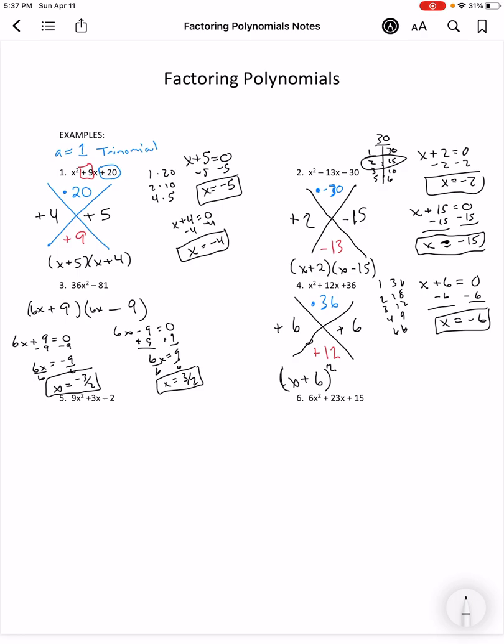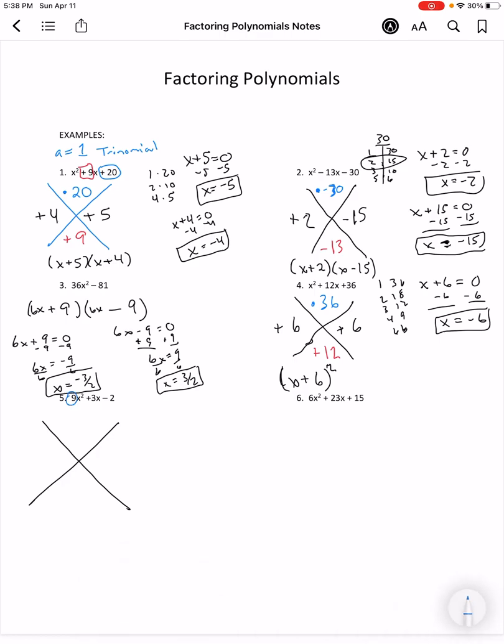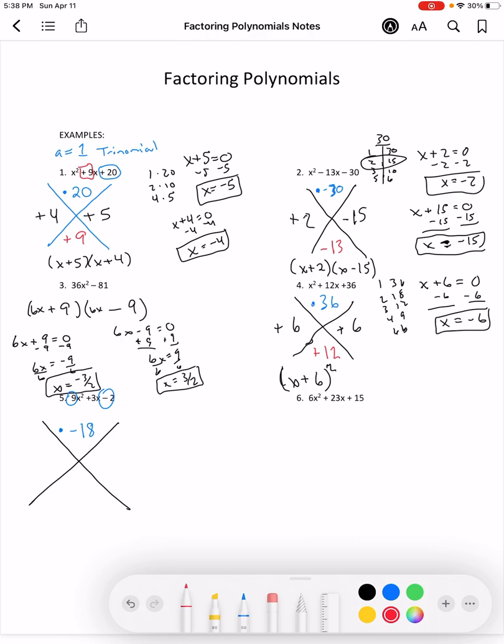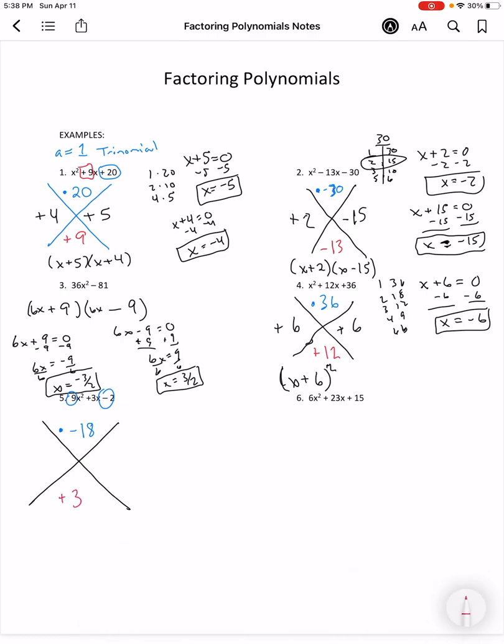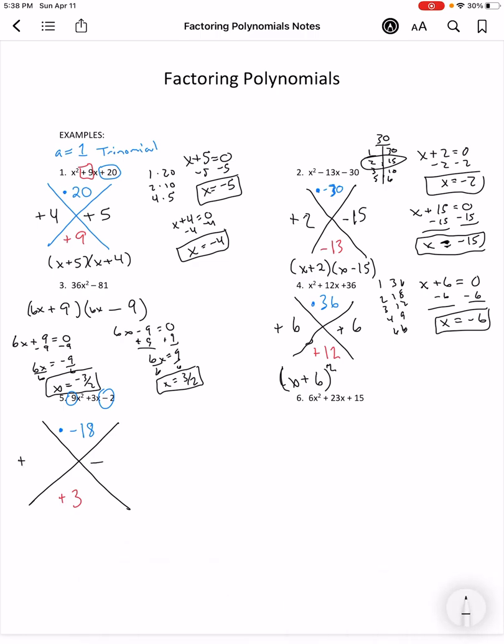If I look at numbers 5 and 6, they look very much like 1, 2, and 4, but there's a subtle difference. We have a number in front of the x squared. So we're going to create the x like we've always done anytime we have a trinomial that we're factoring. But in this case, I need to multiply the a number and the c number. So I'm going to multiply 9 and negative 2. So 9 times a negative 2 is a negative 18. And then I need it to add up to 3. All right, again, if that last number is negative, that tells me one's going to be plus and one's going to be minus.